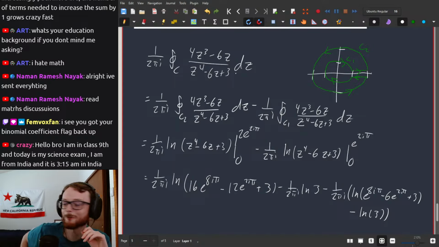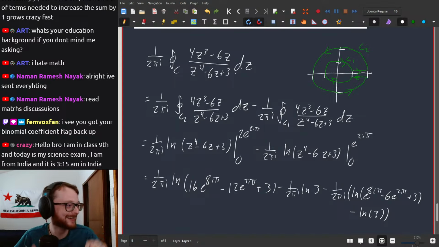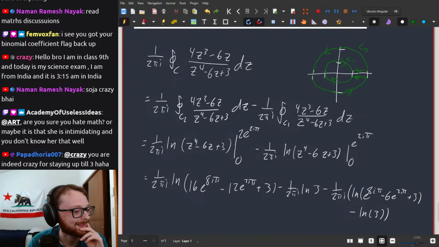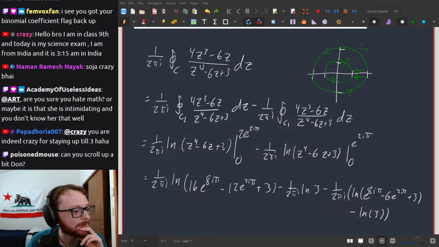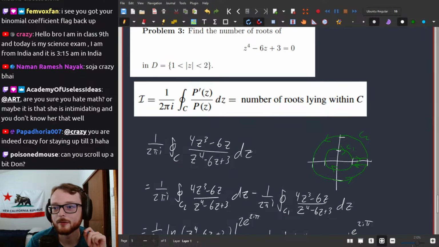My binomial coefficient flag. Oh, nCr! Yes. The nCr flag is back up. Hey, crazy. Yeah, you should be asleep. Oh, okay, never mind. I see you posted a bunch of stuff. Like there?